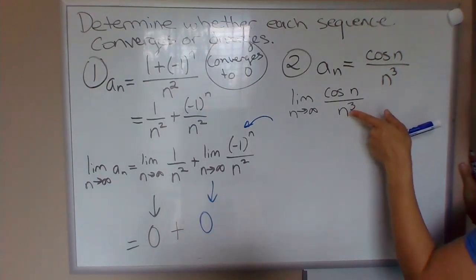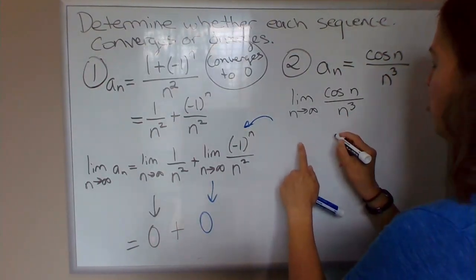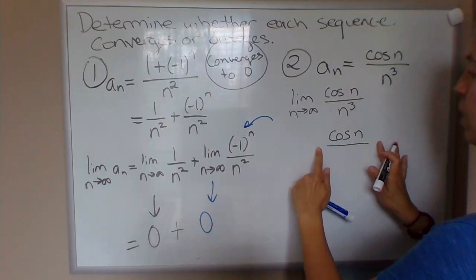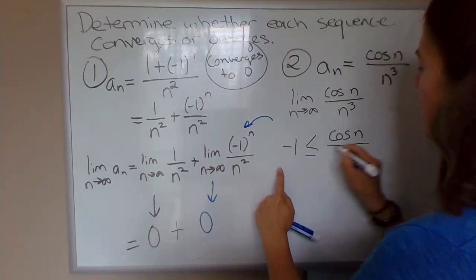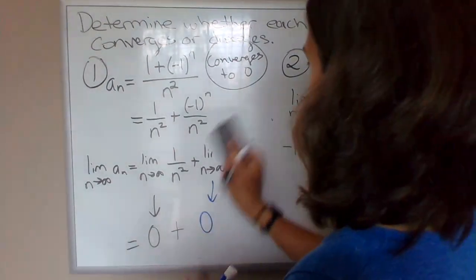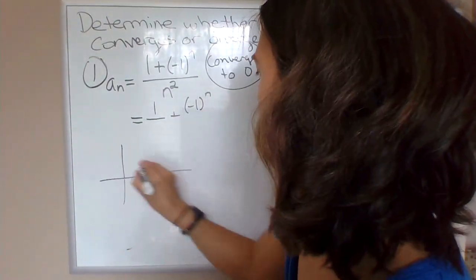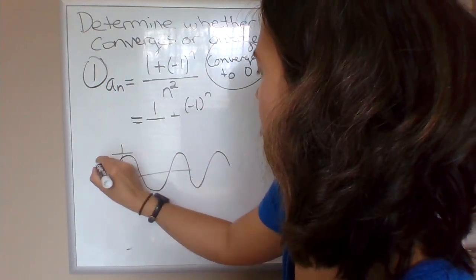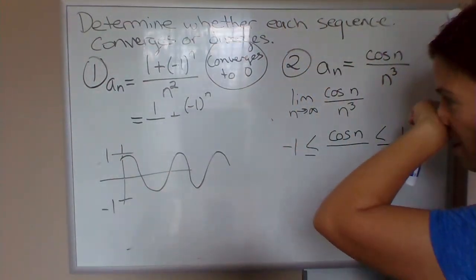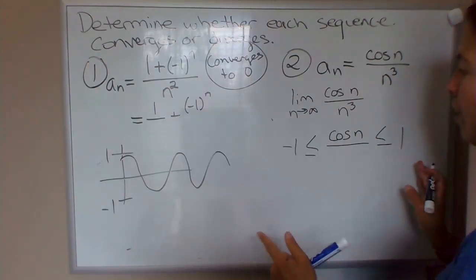So this now is a good time to use the squeeze theorem for sequences. We can trap this function, cosine of n over n cubed. First of all, we can trap cosine of n between negative 1 and 1. Like I said, if you picture the graph of y equals cosine of x, it looks like this, going back and forth between 1 and negative 1. It's oscillating back and forth. So right now, the limit in the numerator does not exist. Okay, but I'm going to try the squeeze theorem.